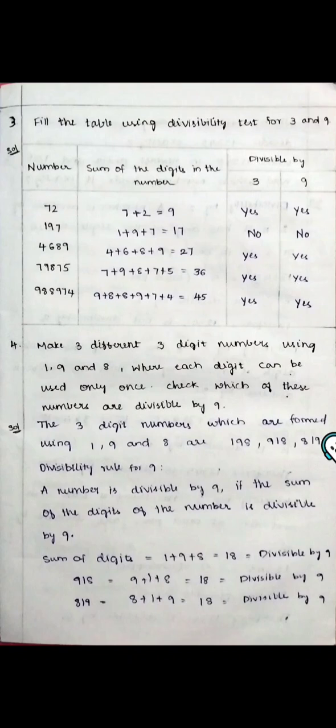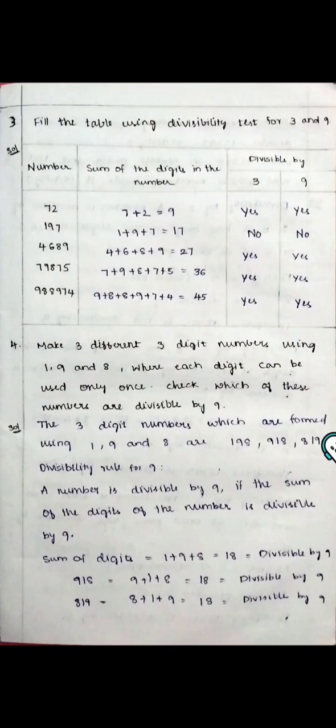So the given numbers are 72, 197, 4689, 79875, 988974. So if we add first 72, we get 7 plus 2 is 9. In 3 table, we'll get 9. 3 3s are 9. So we can say that it is divisible by 3. And in 9th table also, 9 ones are 9. So we can say that the 72 number is divisible by 9.